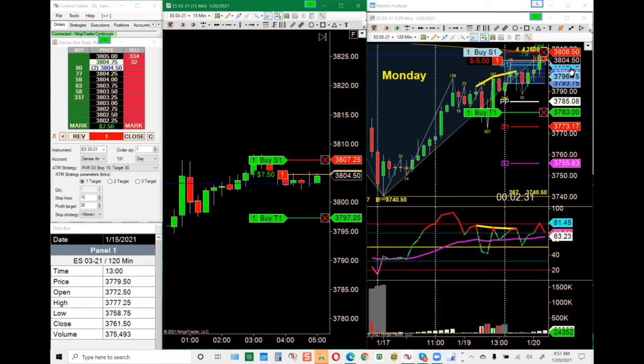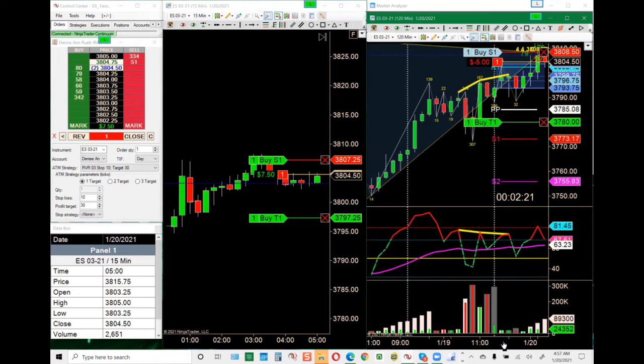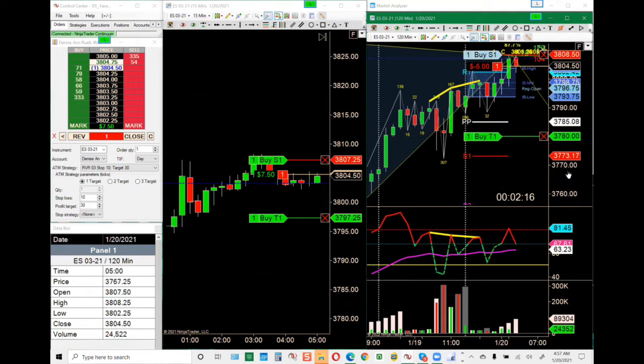So the chart on the right is the simulator, and the chart on the left is live. Now let's take a look here. You can see where the stop is.